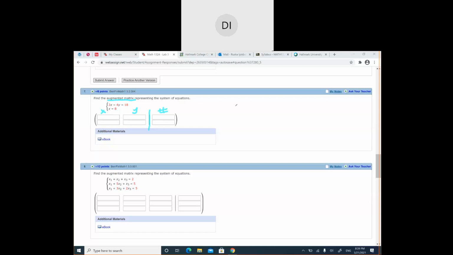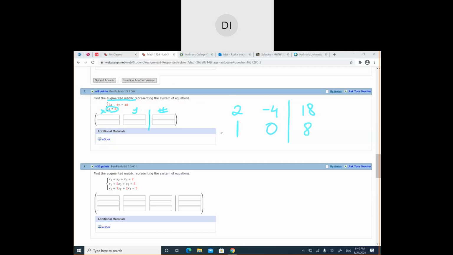So the top is 2 in front of x, then -4 in front of y, and then it's going to be equal 18. So this is going to be the first row in that matrix, in this table. And then the next one is going to be x, so it's going to be 1x. See, that's the equation, x equals 8. Now, there is no y in the second equation, so I'm transferring the second equation. There is no y, so it's 0. You're going to put 0. And then the number on the other side is 8.